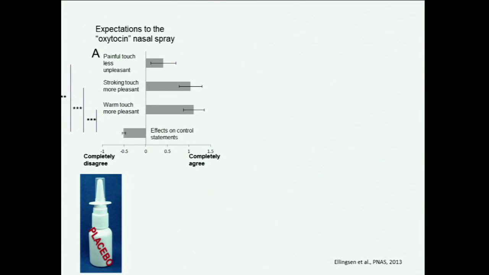The subjects believed in our manipulation. We asked them if they thought the nasal spray would make pain less unpleasant, and they agreed. They thought it would make stroking and warm touch more pleasant. We had some control statements that were not mentioned in the videos, and they didn't think it had any effect on those. So they seemed to believe that the oxytocin nasal spray would make touch more pleasant, pain less painful, and warm more pleasant.